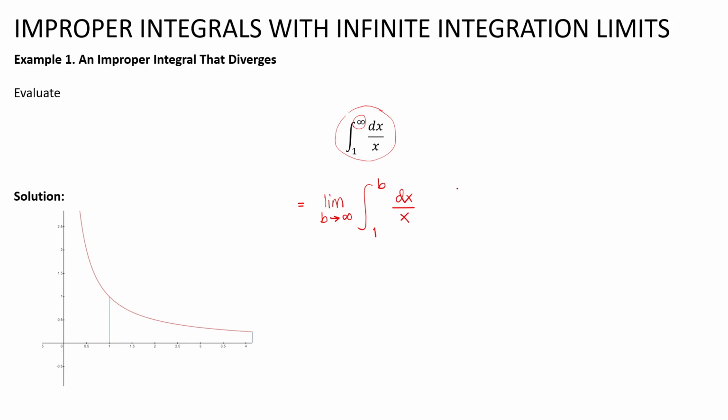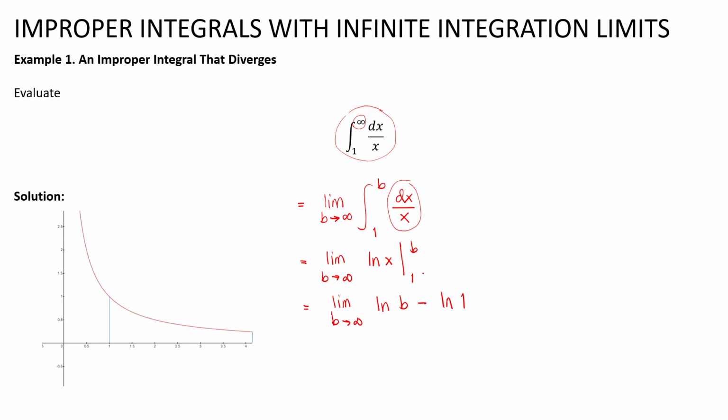Next, you're going to manually integrate. You know the integral of dx over x, so this becomes the limit as b approaches infinity of ln of x from 1 to b. Then applying the upper and lower limit, we're going to have the limit as b approaches infinity of ln of b minus ln of 1.